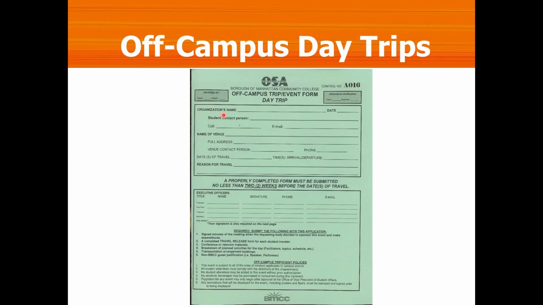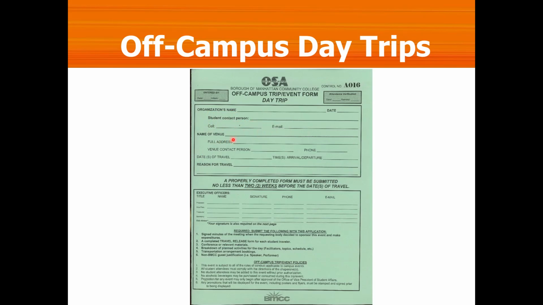The organization's name is the name of the club. The date is the date of the submission. The student contact person is the name of the club member who knows the most about this trip. Please provide the name, the cell phone number, and the email address.